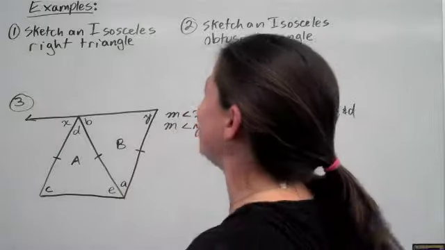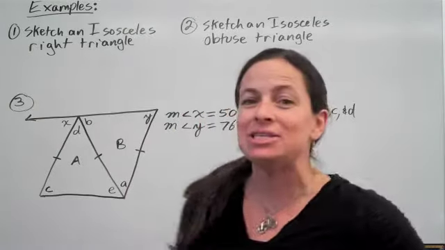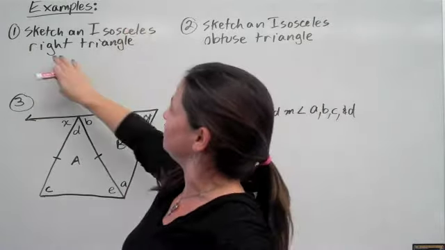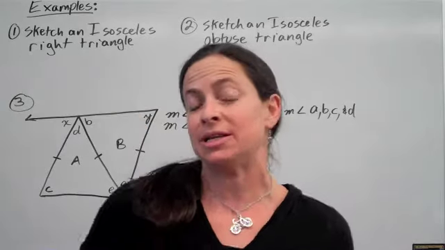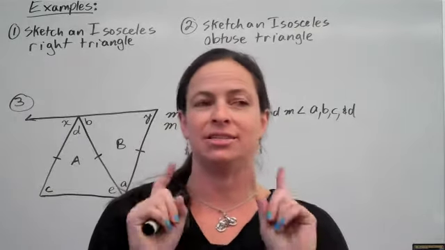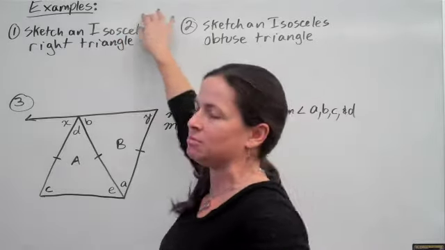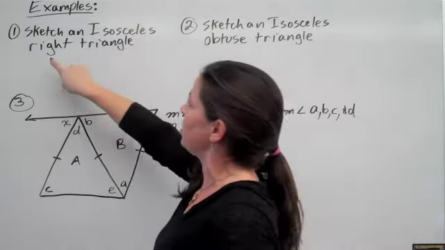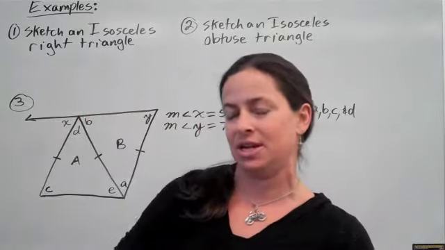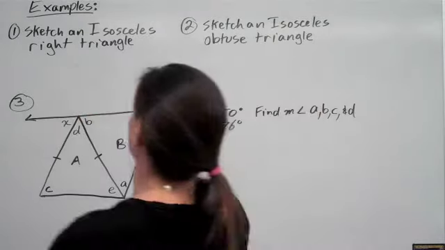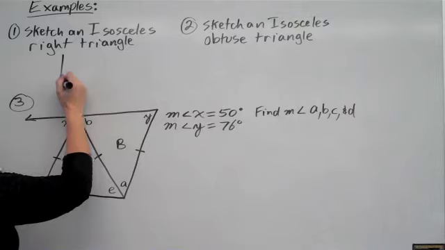Alright, so our first example is we need to sketch an isosceles right triangle. Remember, an isosceles triangle is a triangle that has two or more sides that are the same length. So the isosceles tells me about the side lengths, but the right tells me that I need an angle that's 90 degrees. So I'm going to start with a 90-degree angle.